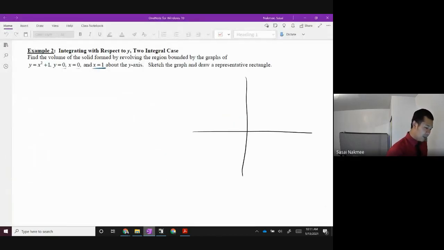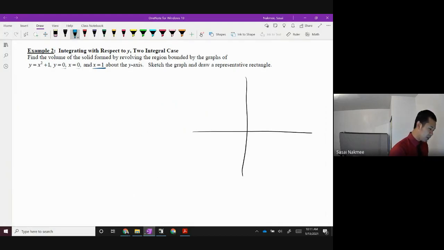Y is equal to 0, right? That's this one. Let's do this one in purple right here. Y is equal to 0. That's just going across the x-axis like so. That's this right here. Right? That's y equals to 0. X is equal to 0. That's just going across this y-axis right here like so. Right? That's what x equals to 0 looks like.